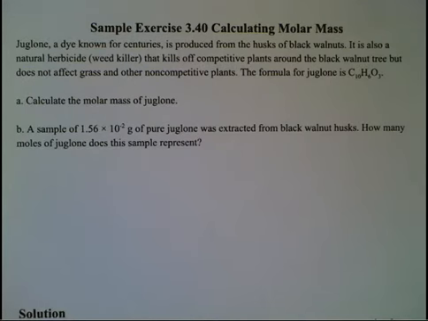C10H6O3. First, I want you to calculate the molar mass of juglone, and secondly, a sample of 1.56 times 10 to the negative 2 grams of pure juglone was extracted from black walnut husks. How many moles of juglone does this sample represent? Go ahead and press pause now, because here comes the solution.